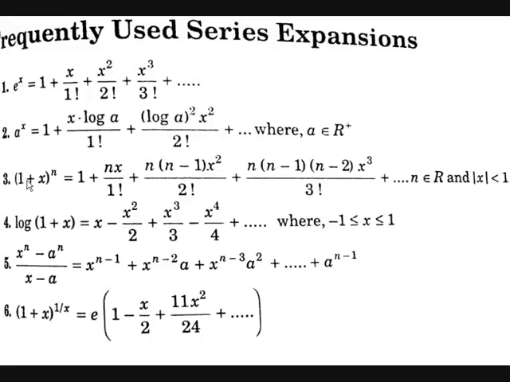The third series is 1 plus x whole power n. The value of 1 plus x whole power n is 1 plus nx by 1 factorial plus n into n minus 1 x square by 2 factorial plus n into n minus 1 into n minus 2 x cube by 3 factorial and so on, where n belongs to R and modulus x is less than 1.